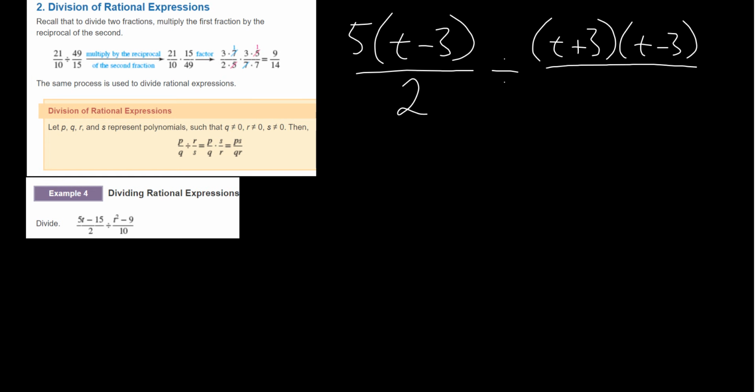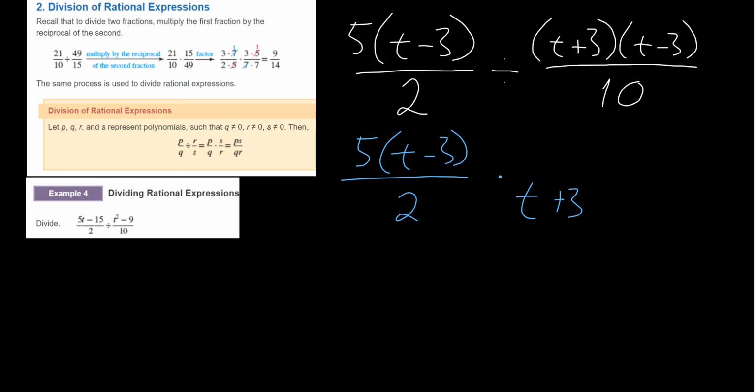Over 10. Okay. Now I will do the multiply by the reciprocal here. So just rewrite the one on the left, easy peasy. Now I'm going to have a multiplication symbol here. I can make it a little bit bigger. Yeah, that'll do. And then I've got t plus 3, t minus 3 over 10, or under 10 rather.